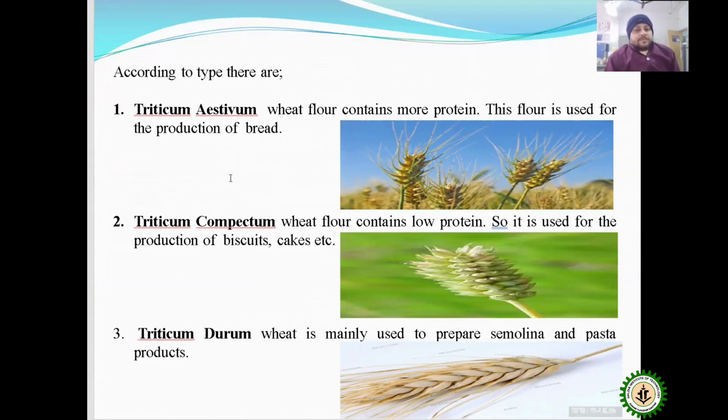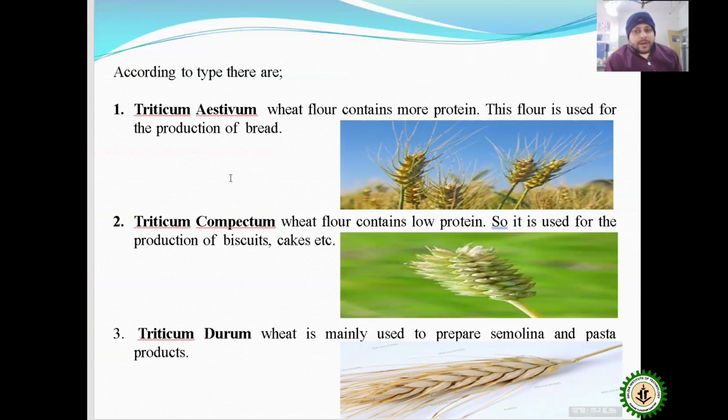One is Triticum aestivum, secondly Triticum compactum, and third Triticum durum. We use these types of wheat flour in the production of different bakery items. For example, Triticum aestivum we use basically in the production of bread, because its protein content is about 14%, which is higher. That's why we use it for making bread products.